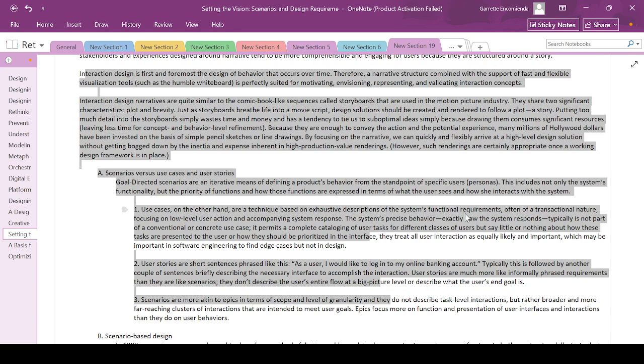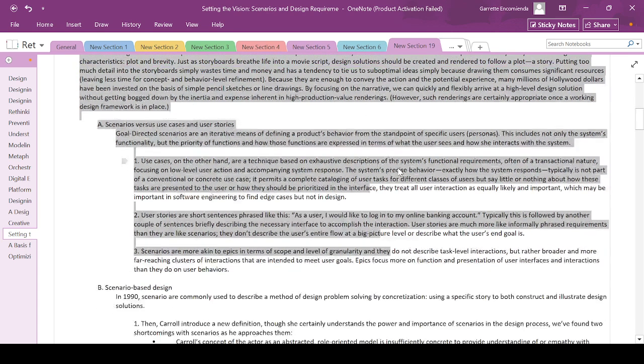Because they are enough to convey the action and the potential experience, many millions of Hollywood dollars have been invested on the basis of simple pencil sketches or line drawings. So those drawings are enough to convey an action and potential experience. The important thing is actually the user research, the idea itself, not the form or the actual physical sketches or line drawings.